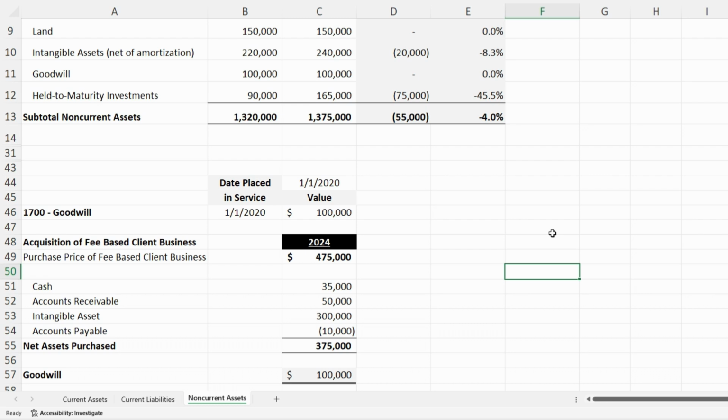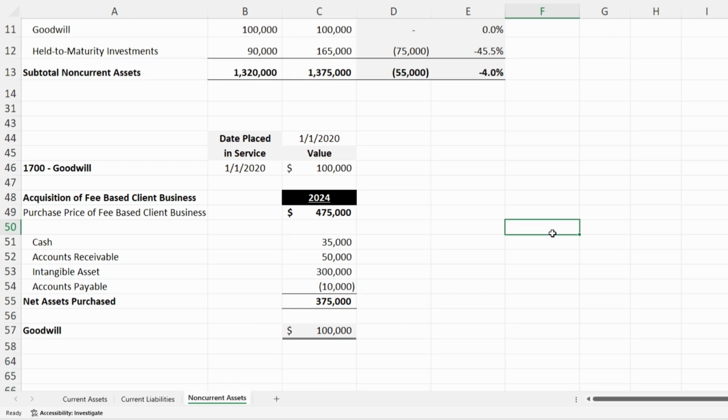So let's assume that the intangible we were just talking about came through a purchase, an acquisition, and we're doing acquisition accounting. And we paid $475,000 to buy this business. Part of the business included a book of business, which we valued at $300,000. That's right here. But with that book of business that we purchased with the acquisition, we also got some cash, some accounts receivable, and some accounts payable.